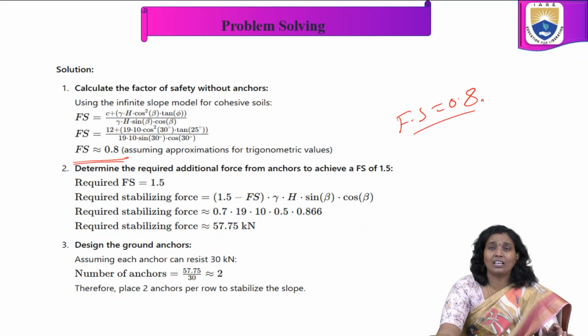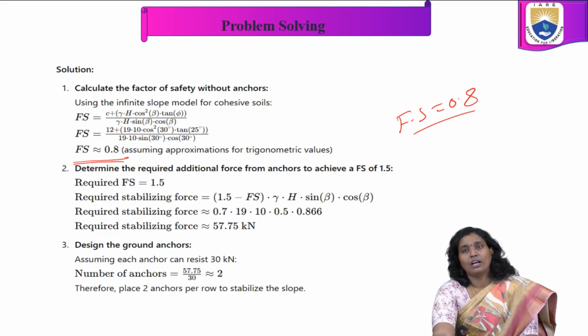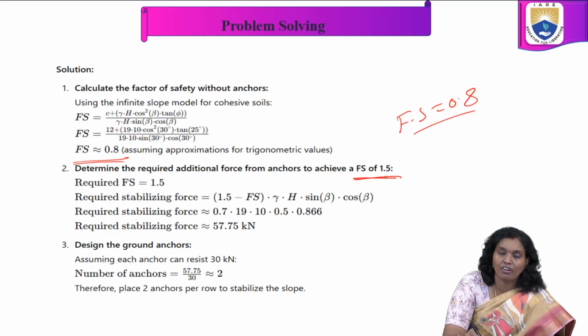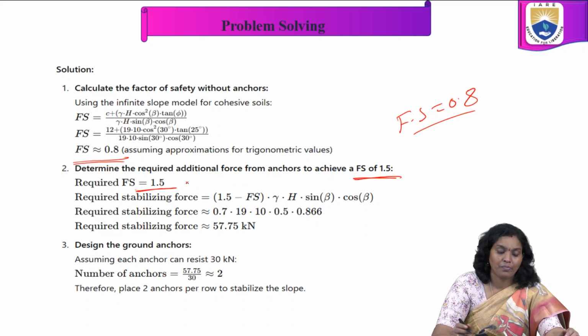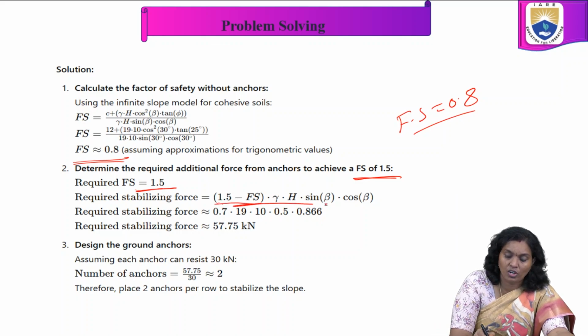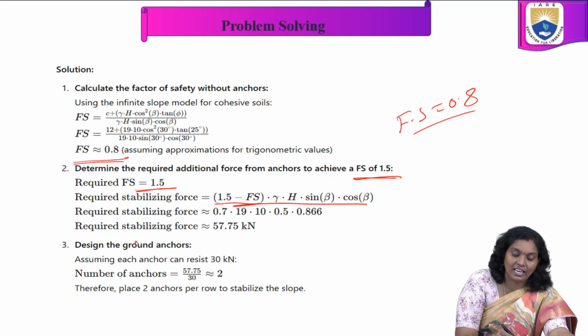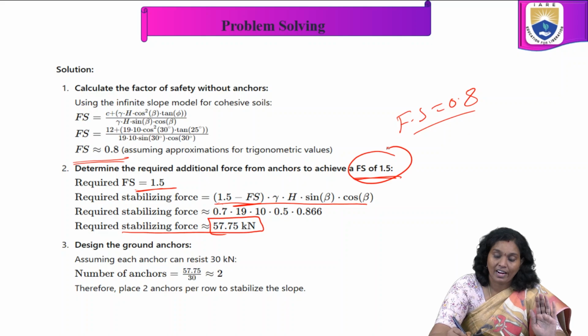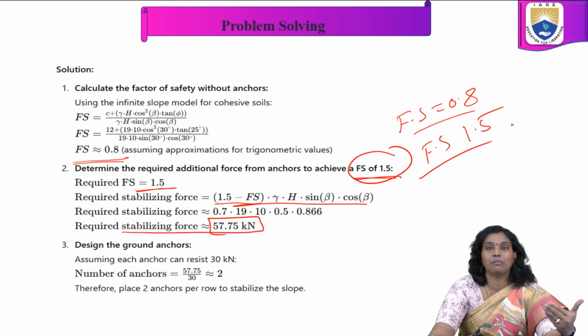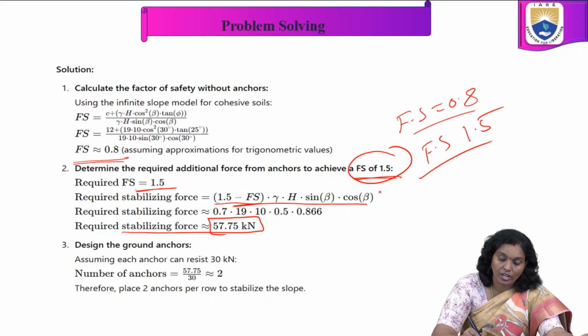Now determine the required additional force from anchors to achieve a factor of safety of 1.5. Using this formula, the required stabilization force is found. Here we do the process in reverse: the required factor of safety is 1.5. Now what is the required stabilization force? After doing all the calculation, we get 57.75 kilonewton.